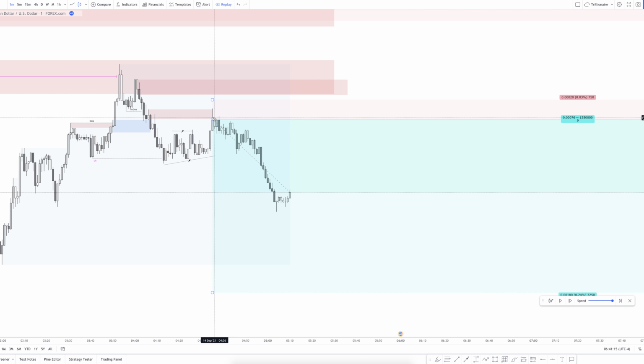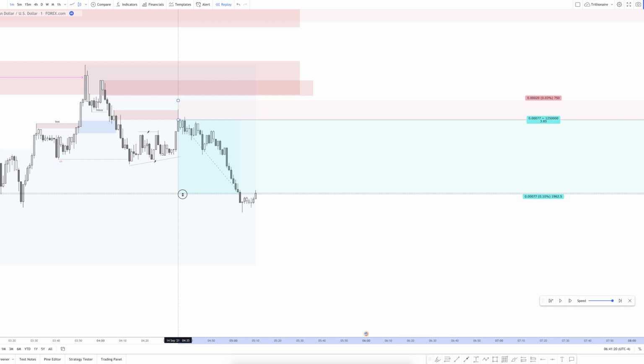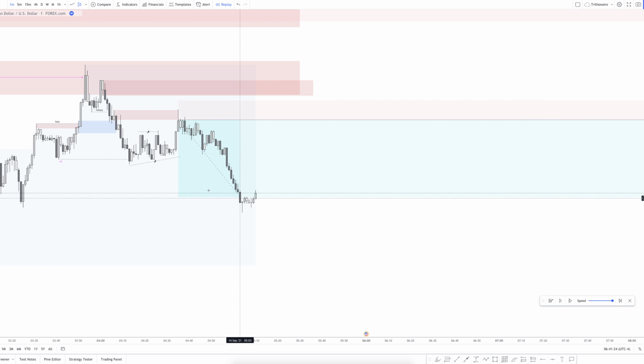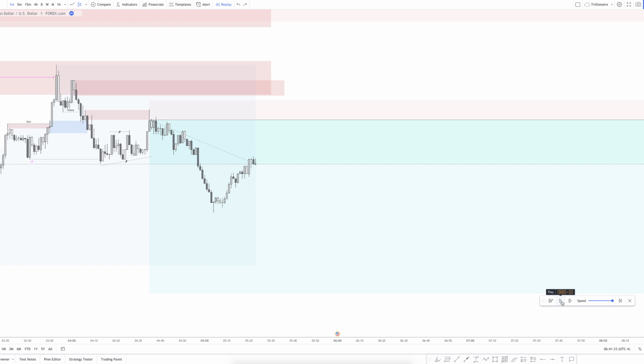Okay, so it looks like price respects this area overall. Once you get 1 to 4, right, possibly you may want to move your stop loss. It's up to you how you want to manage the trade. It should be personal to everyone.